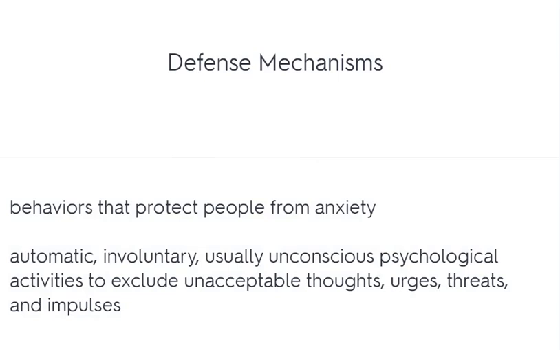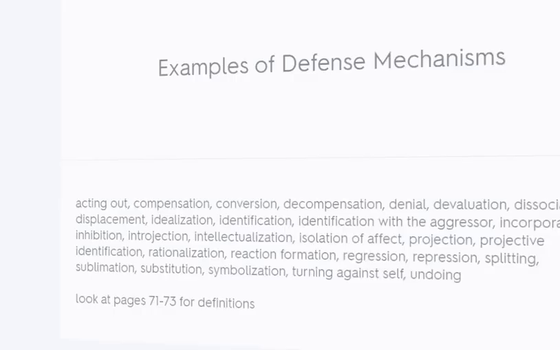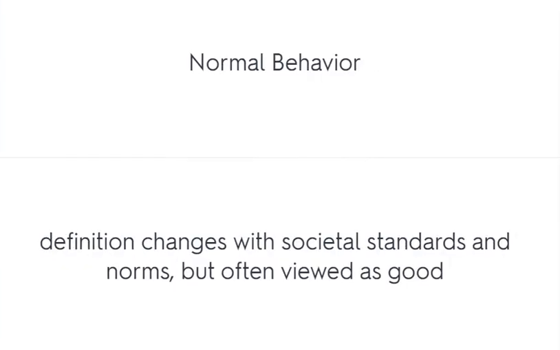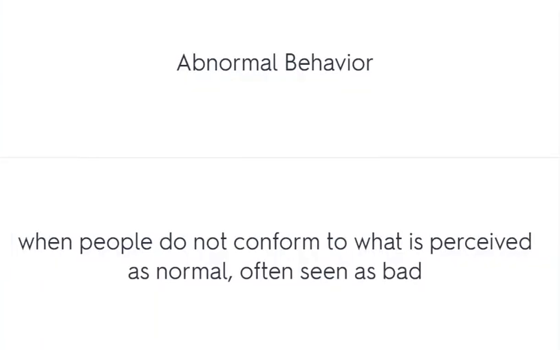Defense mechanisms. Behaviors that protect people from anxiety: automatic, involuntary, usually unconscious psychological activities to exclude unacceptable thoughts, urges, threats, and impulses. Examples of defense mechanisms. Normal behavior. Definition changes with societal standards and norms, but often viewed as good. Abnormal behavior. When people do not conform to what is perceived as normal, often seen as bad.